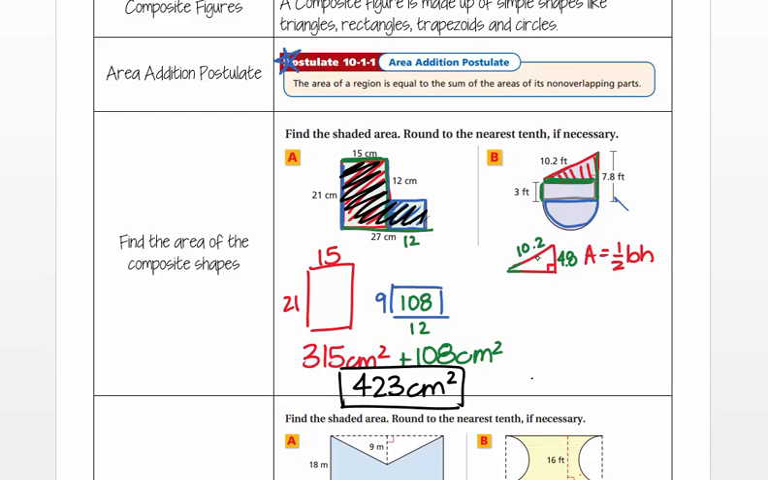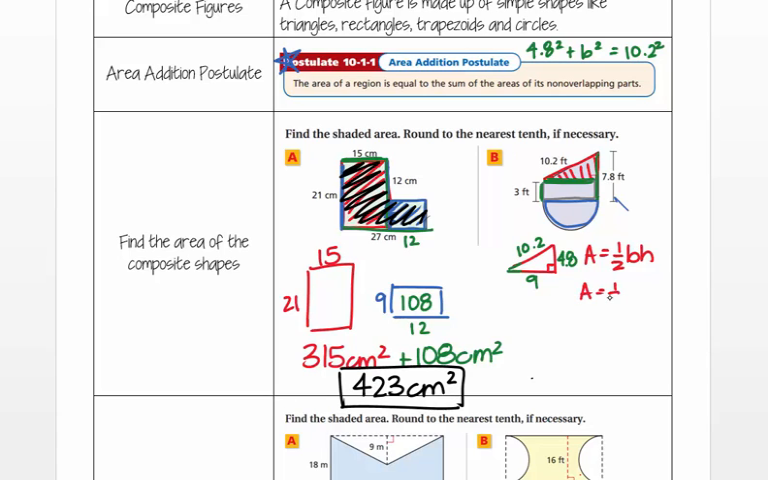So if we do Pythagorean Theorem, let's do it over here so we have a little room. 4.8 squared plus this base squared has to equal 10.2 squared. We can throw it into our calculator, and we'll do 10.2 squared minus 4.8 squared. And we get 81. And when we take the square root of that, we get that the base has to be 9. So now I have enough information to use my formula.